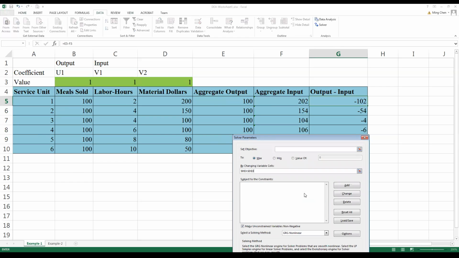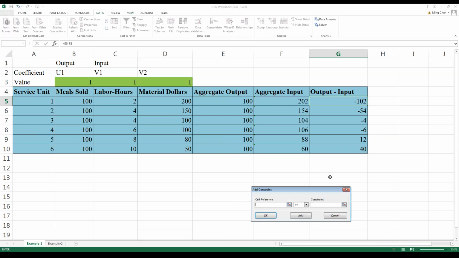And what about constraint? I have one common constraint. The common constraint says the output minus input should always be less than or equal to 0. That means output cannot exceed input.